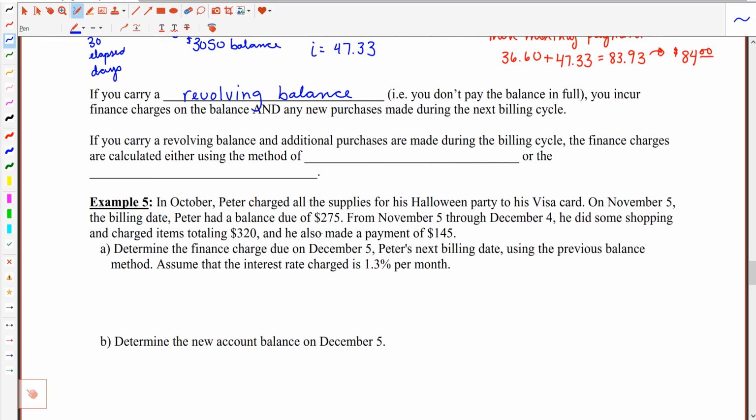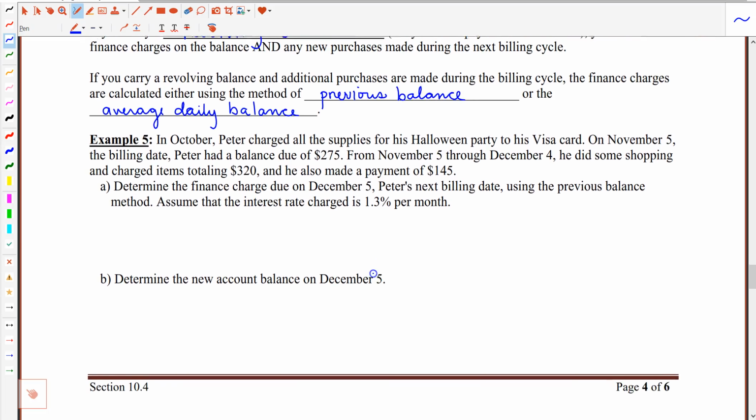So the finance charges can be calculated using either of two methods. One of them is called the method of the previous balance. Or it could be calculated using what's called the average daily balance. Now, the average daily balance is actually more commonly used because they think it's fairer and it takes into account when the purchases are made and when the payment goes through. The average daily balance is also a little bit of a longer process. So first we're going to look at figuring out the financing using this previous balance method.